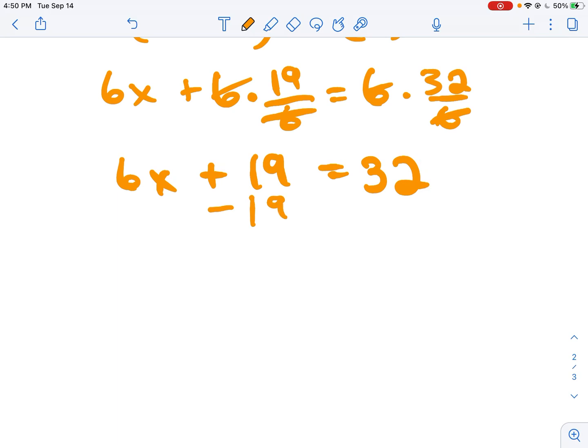I subtract 19 from both sides of the equal sign and then I get 6x equals, let's see, borrow, that would be a 313.